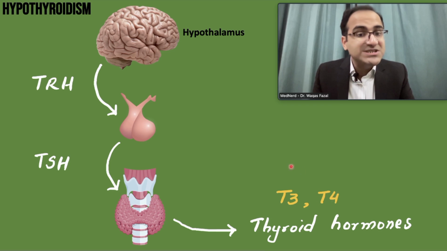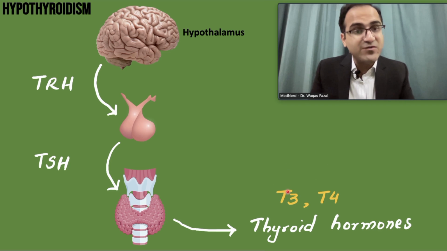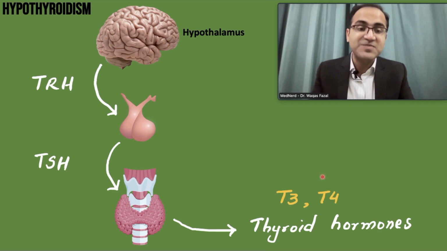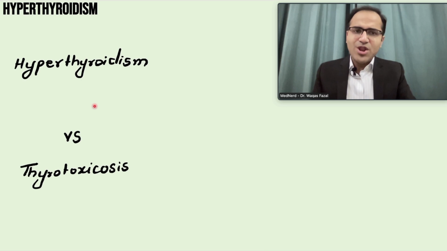And remember, T3 is the active form of thyroid hormone. This T4 gets converted to T3 in the peripheral tissues, and T3 is the more active form of the thyroid hormones. And in hyperthyroidism, there is excess of these thyroid hormones. Now, before going ahead, you must be clear about two terms, hyperthyroidism, and you will also have heard about thyrotoxicosis.